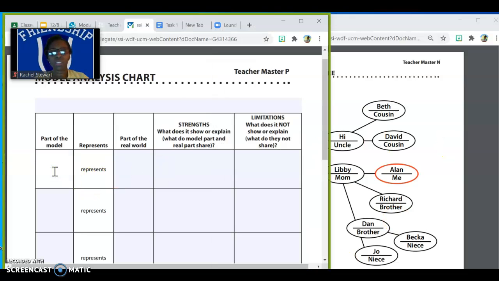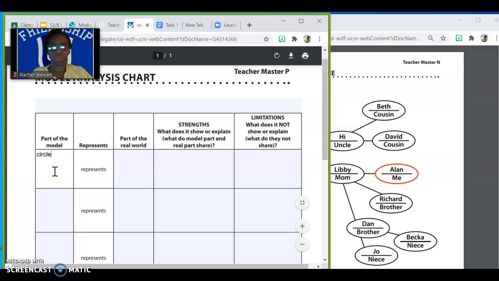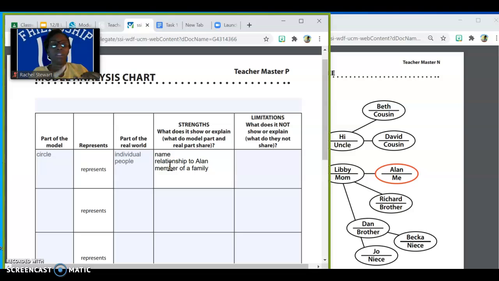Okay, so let's start with the circles. What do the circles represent? Well, the circles represent individual people in the real world. Okay. What strength does this give us? It gives us the name of the people. It gives us the relationship to Alan. And it gives us the member of a family. Okay. So from the circles, we already know the name, the relationship, and the member.